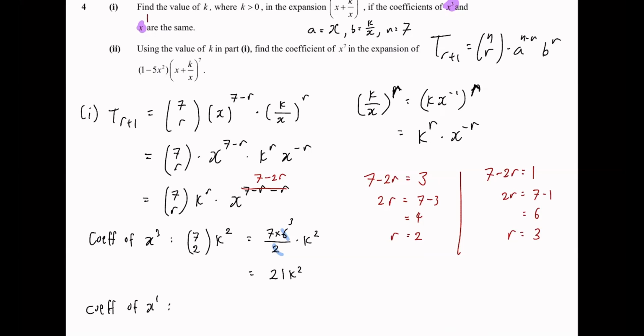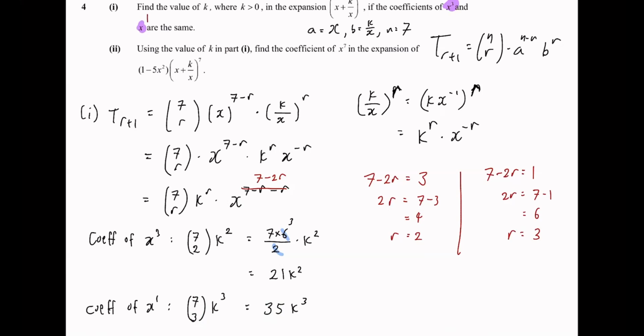So you just have to sub R with 3. Okay, so 7 choose 3 times K power 3. Do we need to care about the X? Don't need. No. Because we only want the coefficient. Simplify this. Actually, just use a calculator. 7 choose 3. I think I get 35. Is that right? Yes? Do you trust me? Yeah, sure. 35K cube.